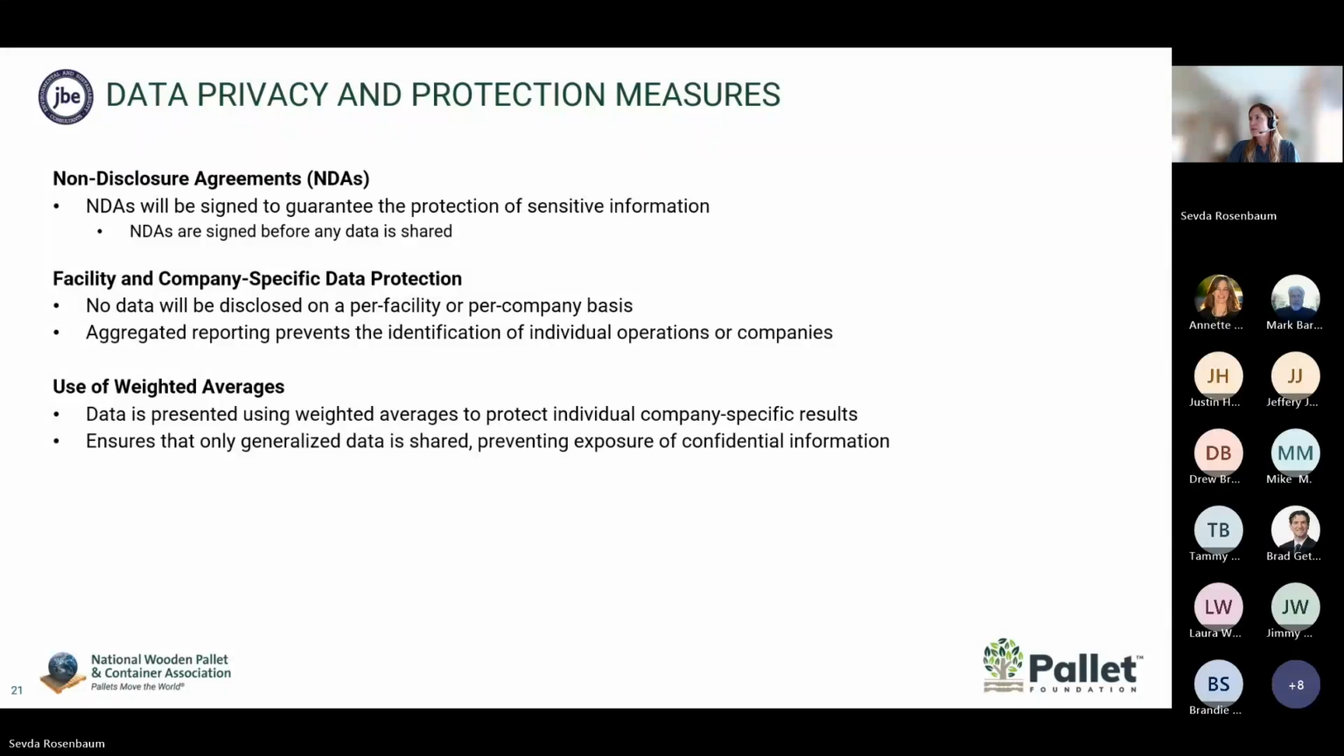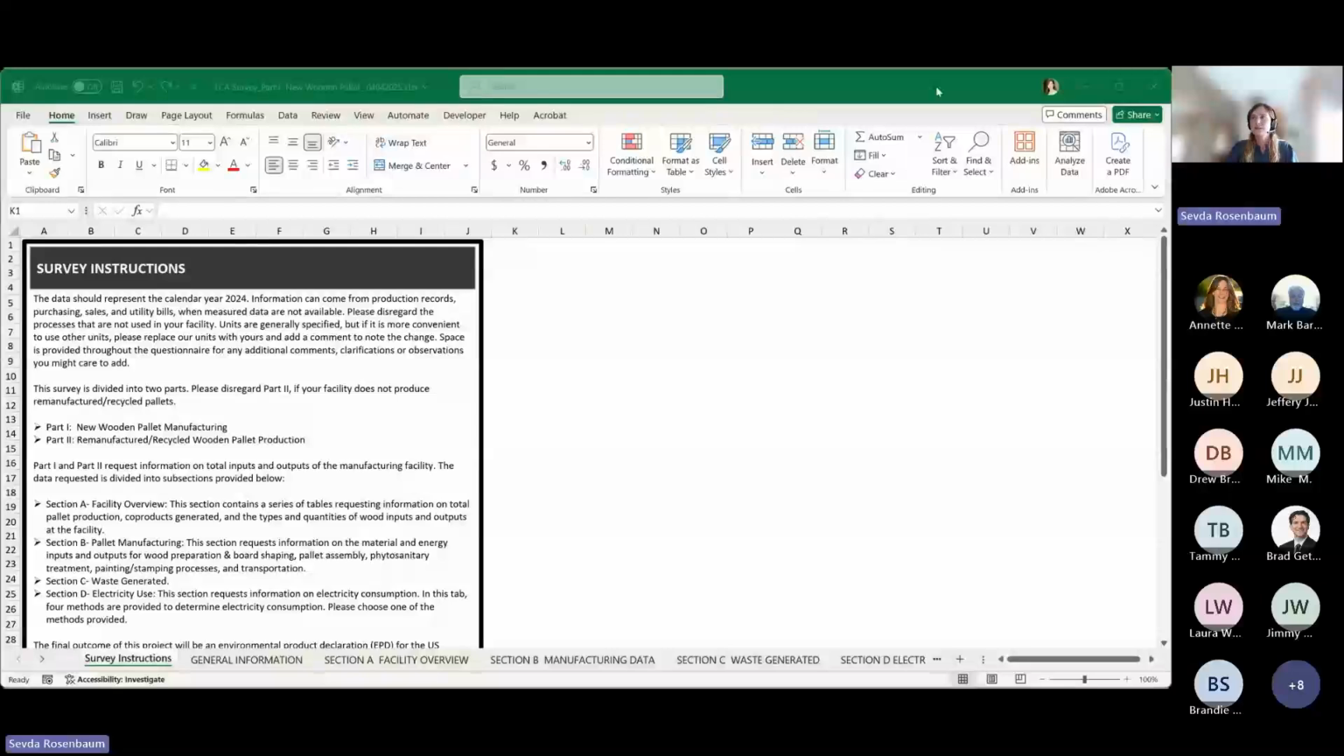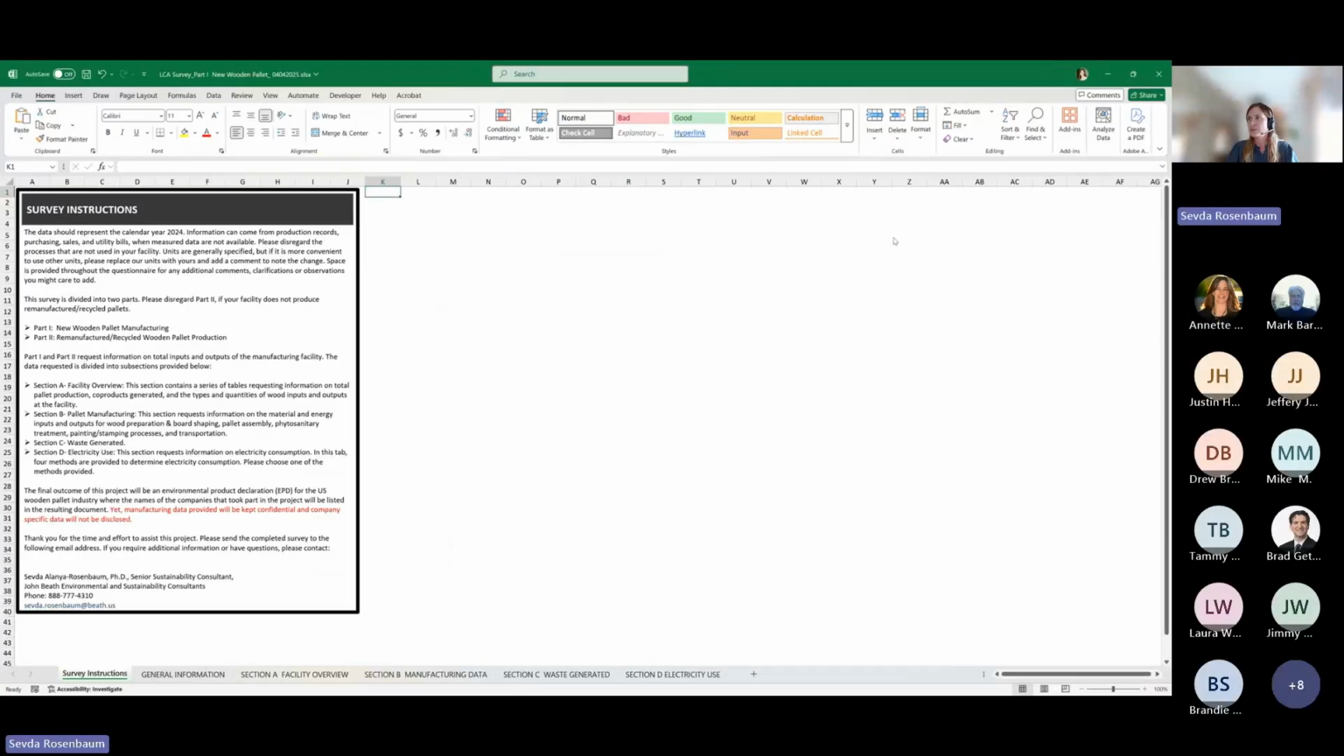Now I will transition to the data collection templates that we have on the NWPCA website. So there are 2 surveys. One of them is for new pellet manufacturing, and the second one is for the repaired, remanufactured pellets. So I'm going over the new pellet manufacturing first.